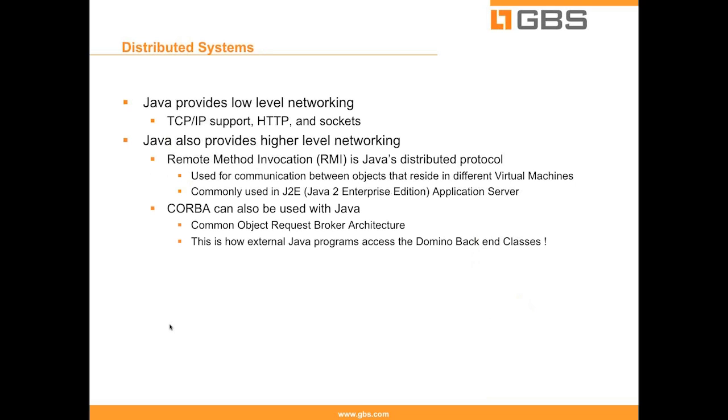It is definitely designed for distributed systems. Unlike a lot of APIs that were around before the Internet became popular, Java was actually developed with networking support baked right into it. So therefore, TCP/IP support, HTTP, the full range of IP sockets, and higher level networking through Remote Method Invocation. CORBA can be used with Java. That's actually how we gain access to the back end. But the thing to remember is that the networking portions of Java were not glommed on as an afterthought. They were really baked into the core product.